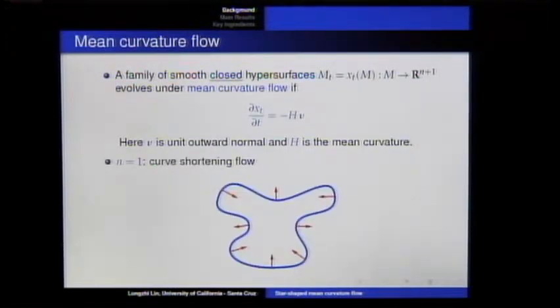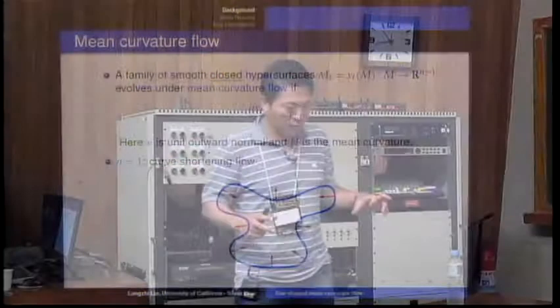So the simplest case of the mean curvature flow is the one-dimensional mean curvature flow in the planar domain, in say, two-dimensional Euclidean space. Usually it's referred to as the curve shortening flow. Intuitively, at a point where the curve is concave, it's moving outwards. At a point where it's convex, it's moving inwards. So in some sense, the curve itself is moving into the shape, becoming more convex.